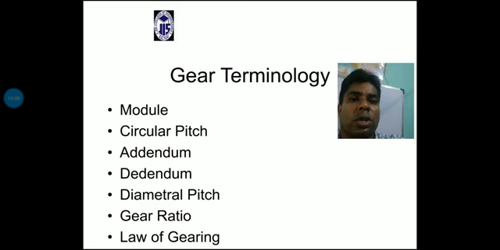Module is the ratio of gear diameter to the number of teeth of the gear. Module is denoted by a small m, diameter is obviously capital D, and the total number of teeth is capital T. So the total module definition will be m is equal to D by T. That is the definition of module.